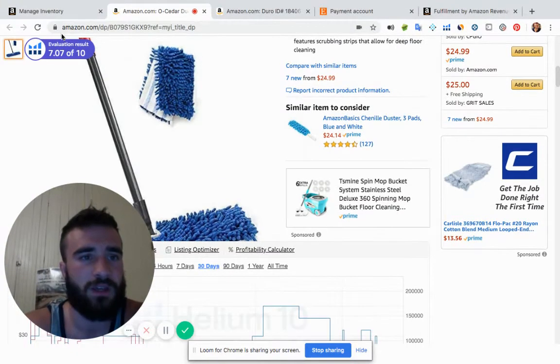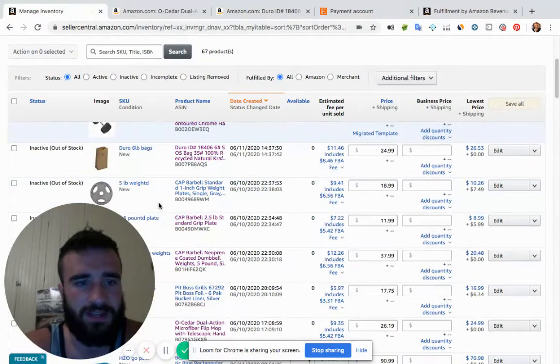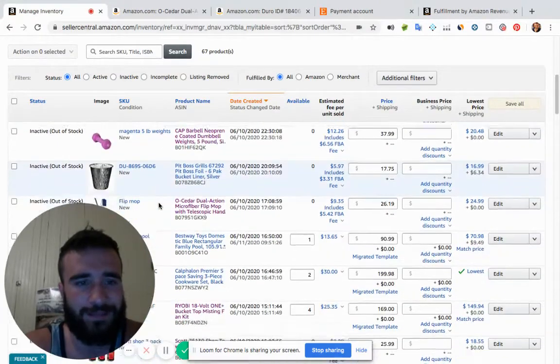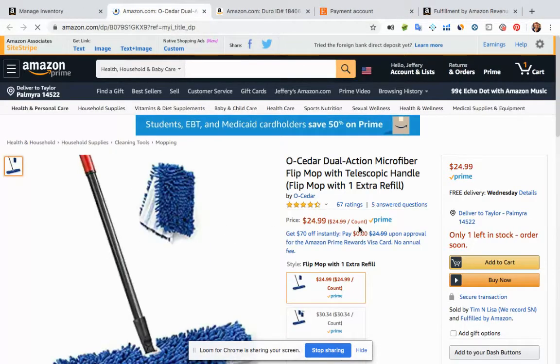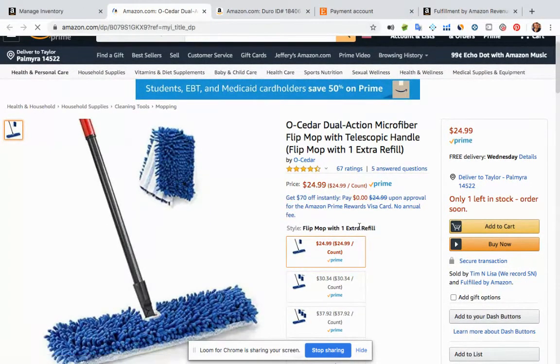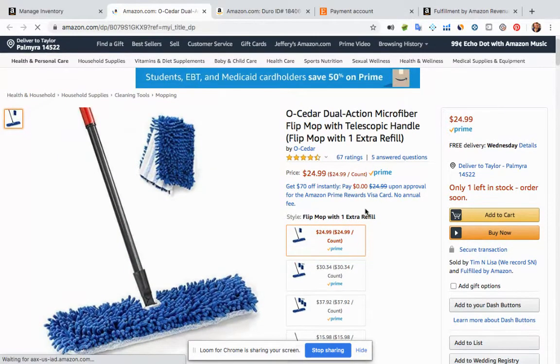All right, so product number one. This is my inventory here, back end Amazon. We got these O-Cedar dual action. That's this right here. I got these at BJ's for $6.98, and they're going here for $24.99.